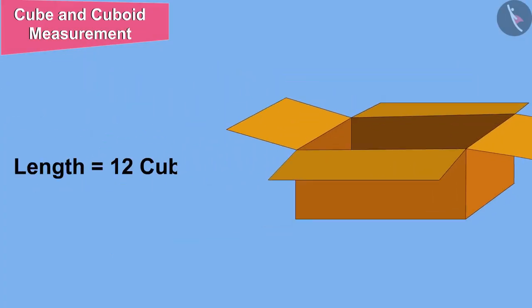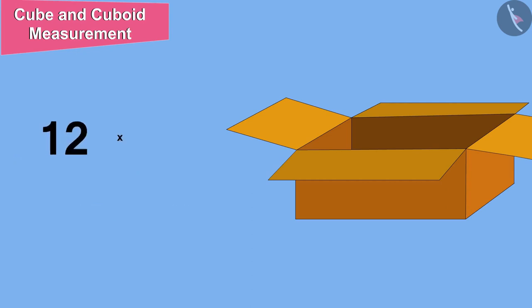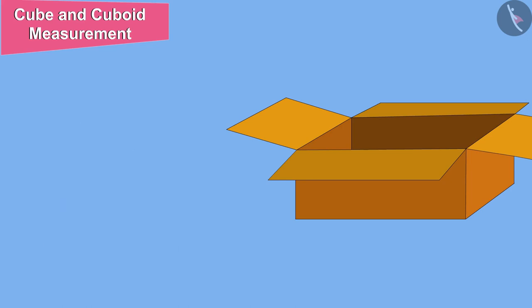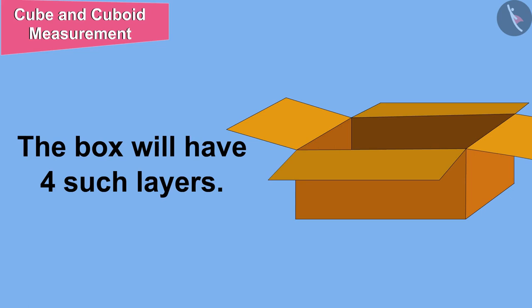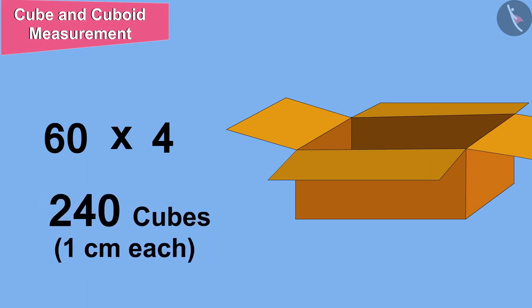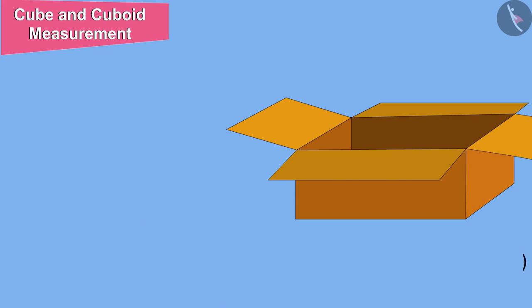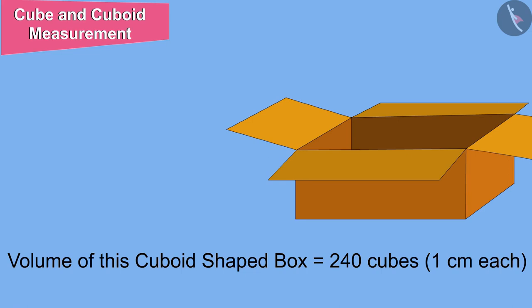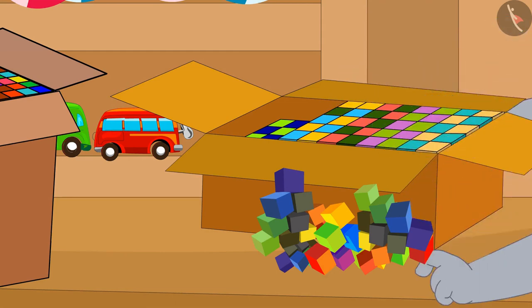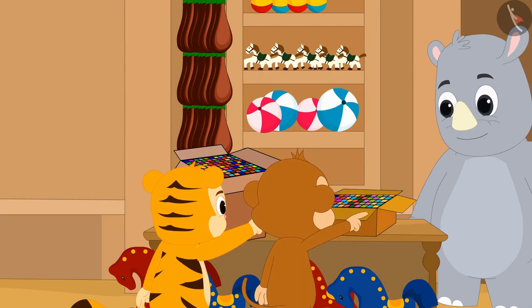There will be 12 cubes in the length of the box and 5 cubes in the width. Therefore, one layer of cuboid shaped box will have 12 times 5, 60 cubes of dimension 1 centimeter each, and because the box will have 4 such layers, the box will have a total of 60 times 4, 240 cubes of dimension 1 centimeter each. In other words, the volume of this cuboid shaped box will be equal to 240 cubes of dimension 1 centimeter each. Gagu filled the blocks in his cuboid shaped new box, and his blocks became even more popular.